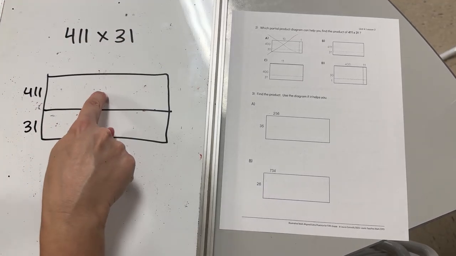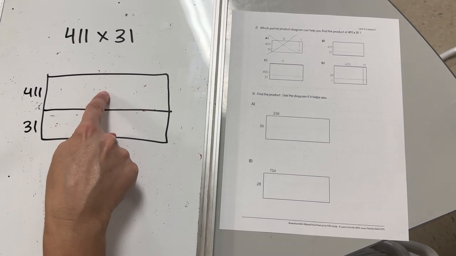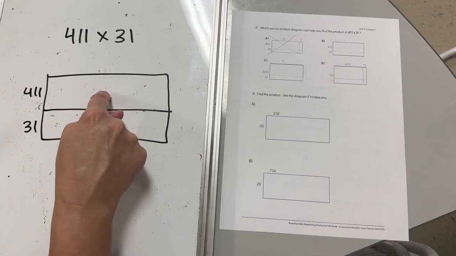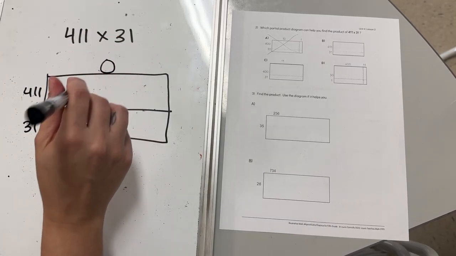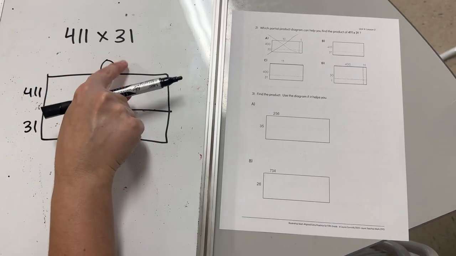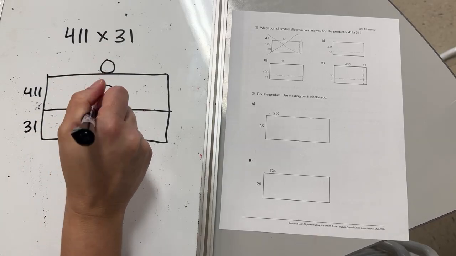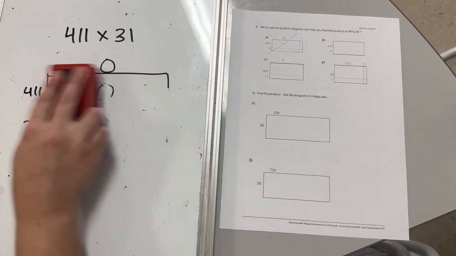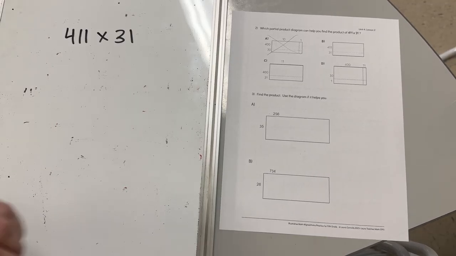So when I'm going into each box to solve, I know that in order to solve, I have to look up and I have to look left. If there's nothing on top, then that's like 0. And 411 times 0 is 0. 31 times 0 is 0, which means that this is not going to give us the correct product. I'm going to go ahead and cross out B.